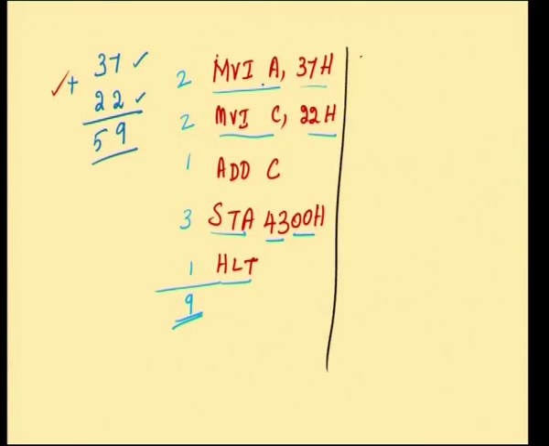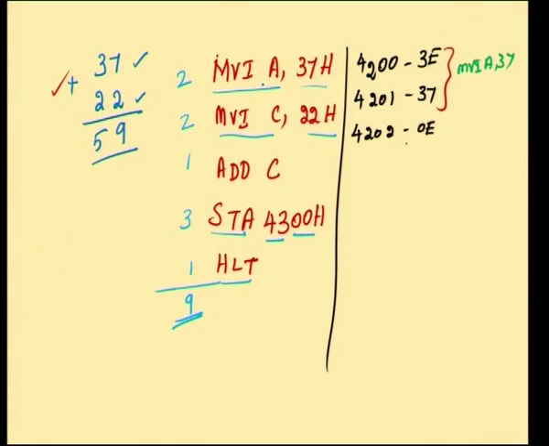Suppose I have selected the address 4200 for typing the program. At 4200 I have to store the first opcode, which is for MVI A. MVI A is 3E. Then 4201, which is 37. So these two opcodes, or the two addresses, represent the first instruction MVI A, 37. Next I have to use MVI C. At 4202, the opcode is 0E. You refer to the opcode sheet and write it.